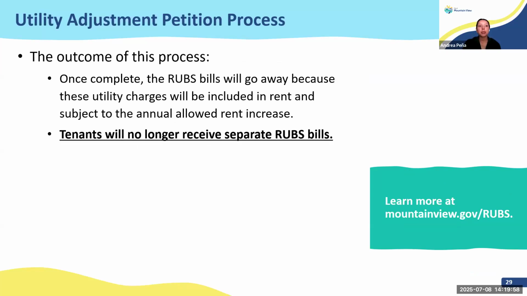And the result of this process is that the RUBS bills will no longer be charged, and the utilities will be a fixed amount included in the tenant's rent. And once again, the tenants will not receive separate utility bills through RUBS at the end of this process. We have a website down here on the bottom, mountainview.gov/RUBS, where we have all of the forms and lots of resources to help better explain this process.